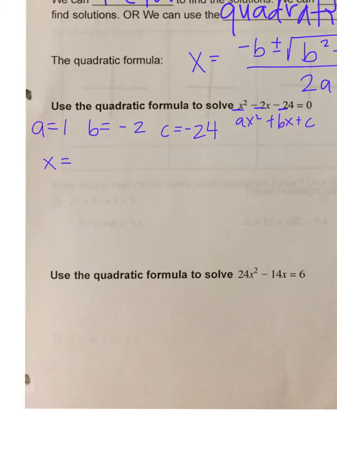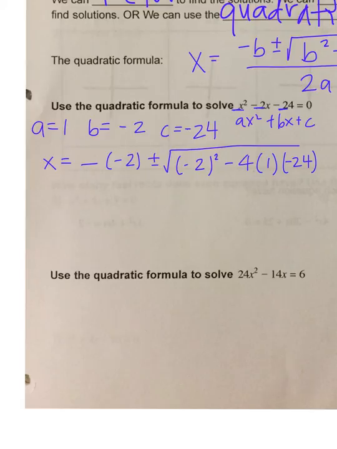x equals, start out with the negative. We do negative 2, because that's what our b is, plus or minus, I'll explain that in a second, the square root, negative 2, because that's what our b is, squared, minus 4. Our a is 1. Our c is negative 24. All over 2 times 1.